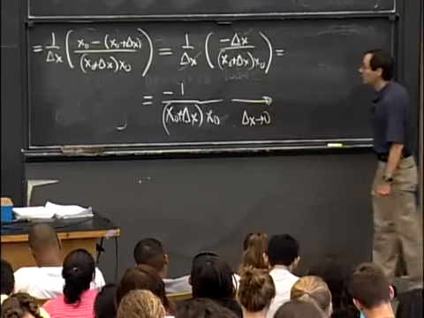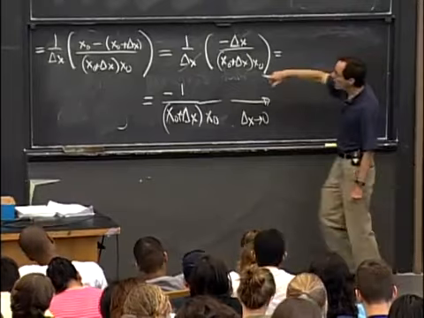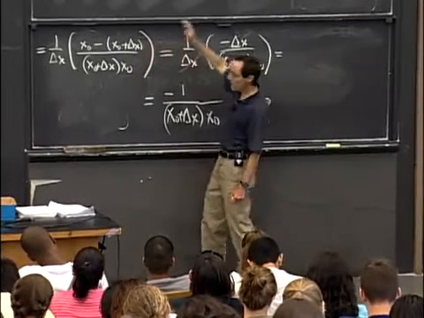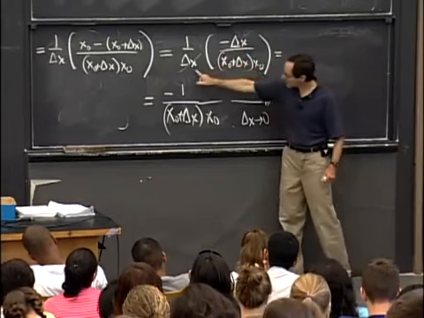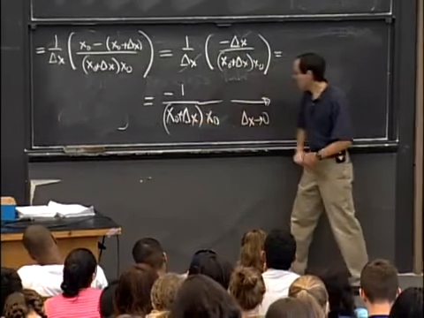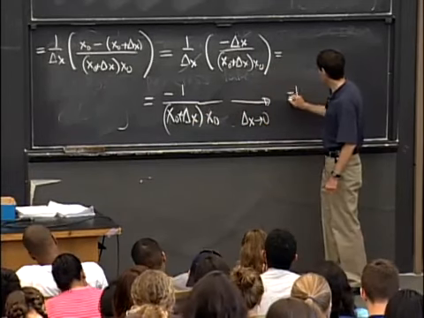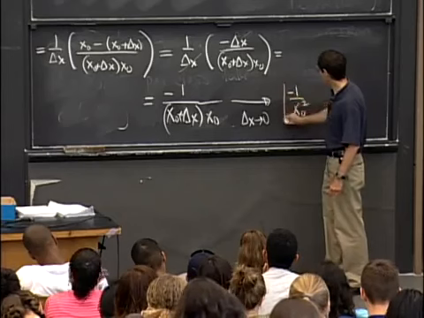And now we can do it. Before we couldn't do it. Why? Because the numerator and the denominator gave us 0 over 0. But now that I've made this cancellation, I can pass to the limit. And all that happens is I set this delta x equal to 0, and I get minus 1 over x0 squared. All right, so that's the answer.